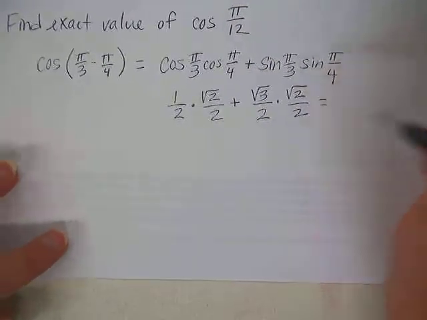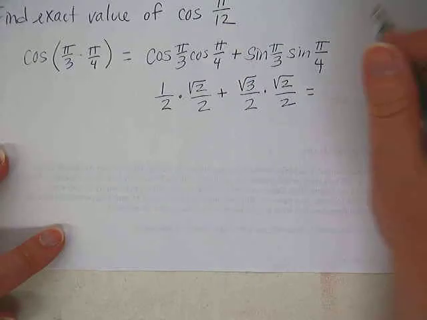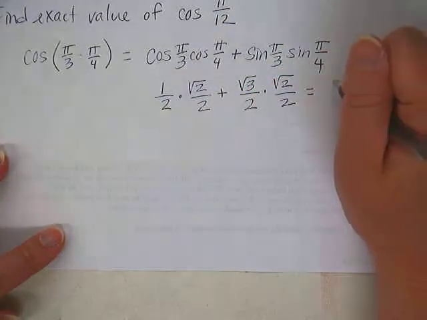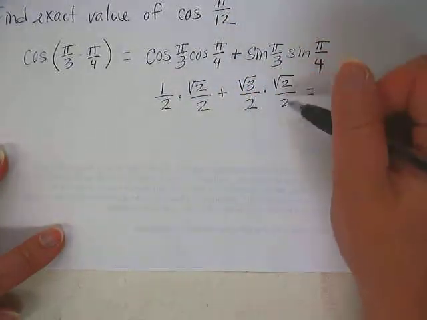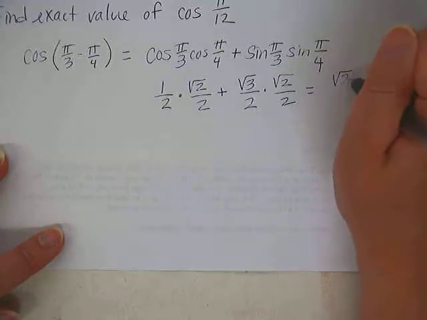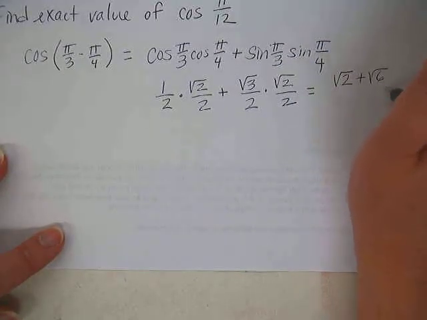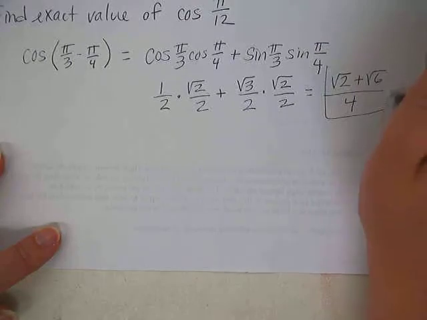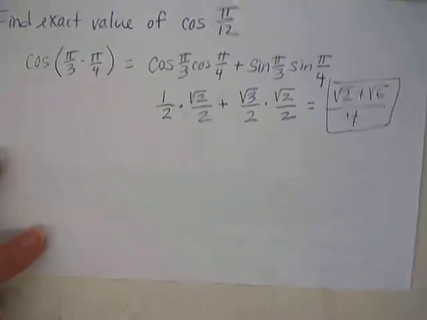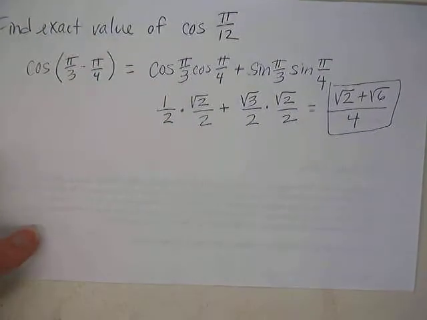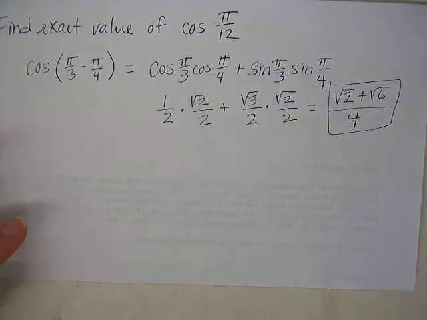I think we're going to get some of the same number combinations we did on the other problem we just did. So multiplying these together, we end up with square root of 2 over 4 plus the square root of 6 over 4. So square root of 2 plus the square root of 6 all over 4 is our exact answer for the cosine of pi 12ths.